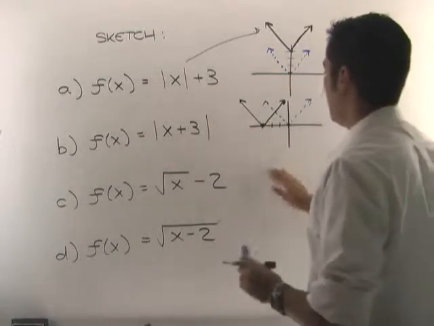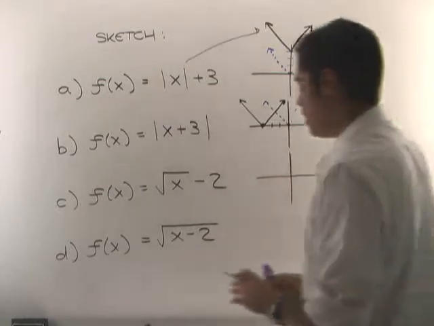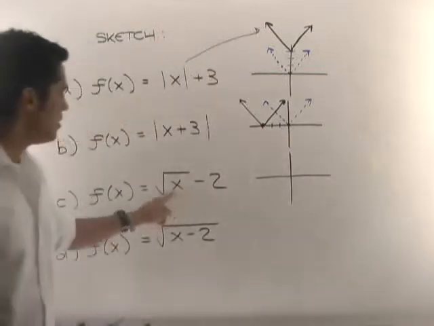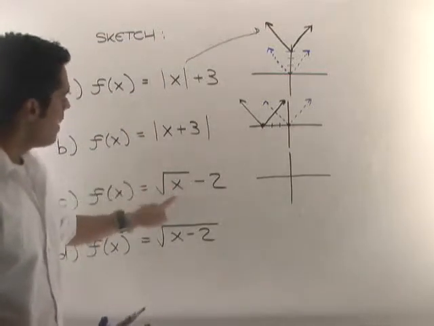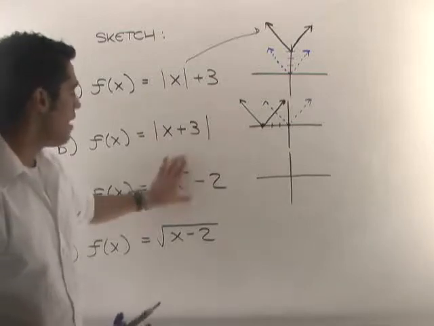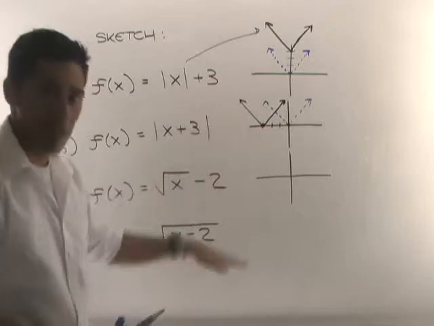Okay, now this next one, same thing. We need to figure out what kind of shift it is. Well, we know the basic function is the square root function, which looks like that little arc. And then now we have minus 2. The minus 2 is outside the function, so that's going to be a vertical shift. In this case, minus 2 means down 2.